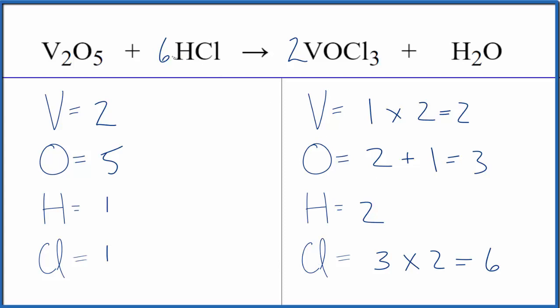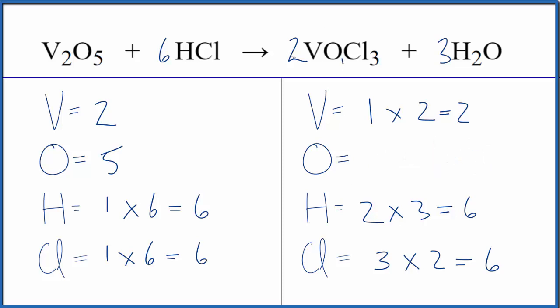So if we put a 6 in front of HCl, 1 times 6, that'll balance the chlorine atoms. 1 times 6, that gives us 6 hydrogens. But now we could put a 3 in front of the water, 2 times 3, that would give us 6 hydrogens. We do need to update the oxygen atoms. So we have our 1 times 2 plus our 1 times 3, and that gives us a total of 5. We're done. This equation is balanced.